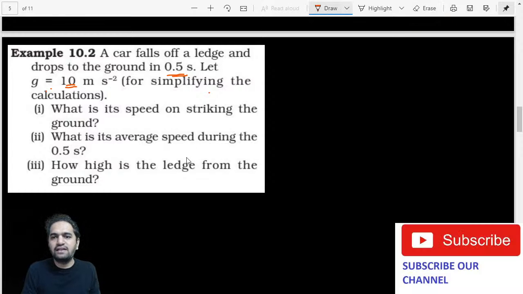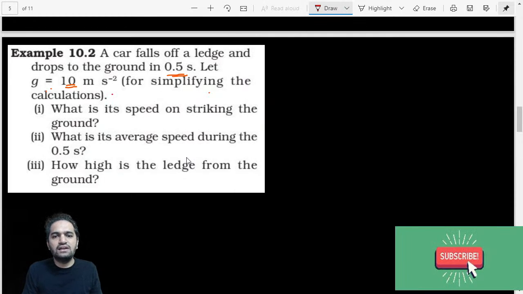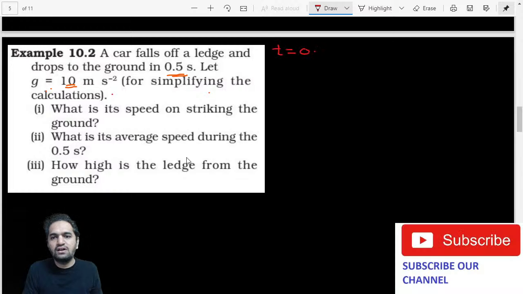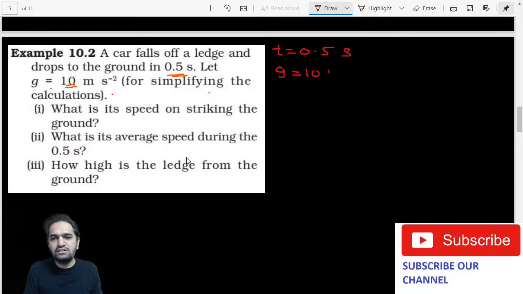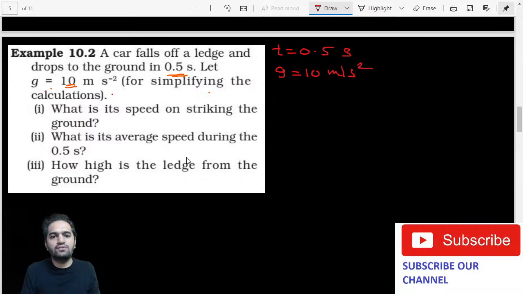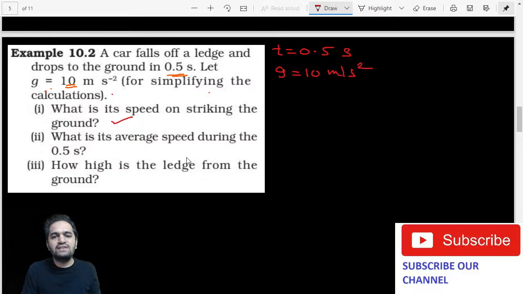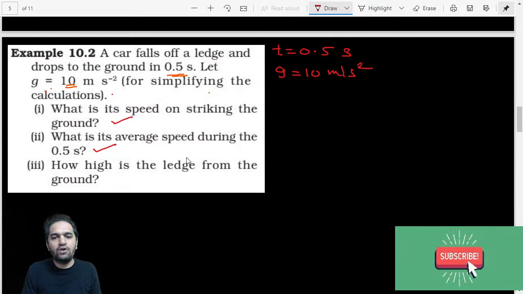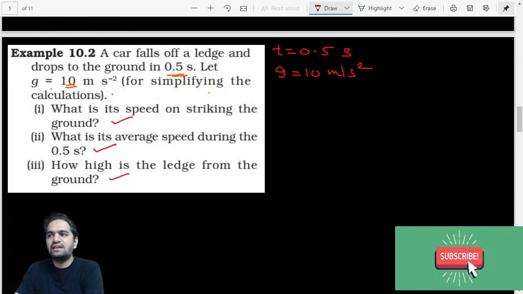Whatever they have given, we'll write it down in, let's say, given data. They have given us that the car is falling. How much time has it taken? It is 0.5 seconds. The g value is 10 meter per second square. And what about the speed? What is the speed on striking the ground? What is the average speed during 0.5 second? They're also asking how high is the ledge from the ground.